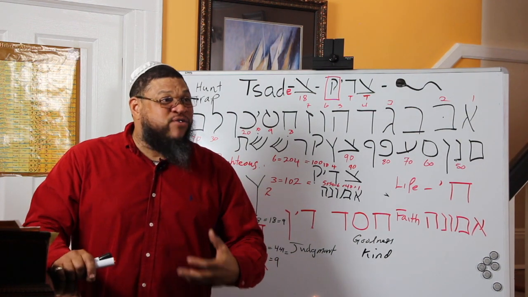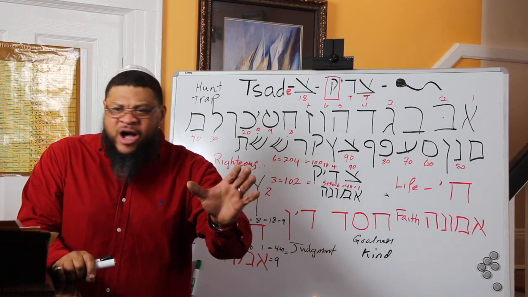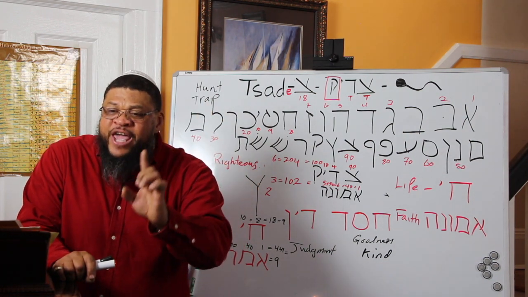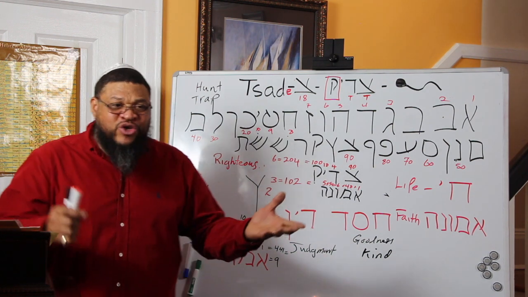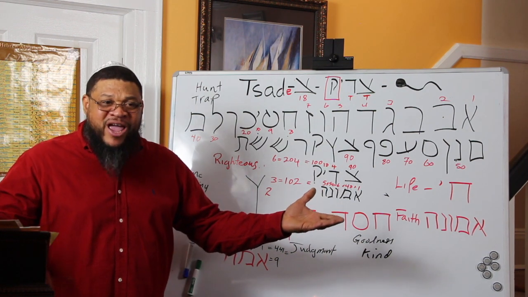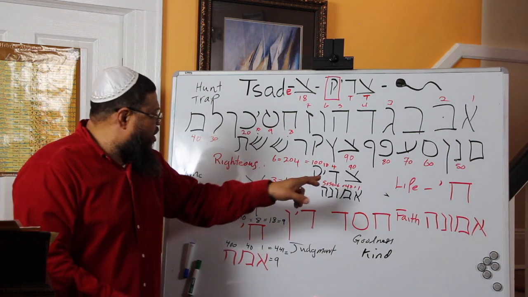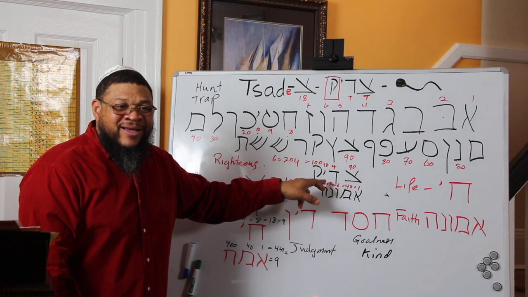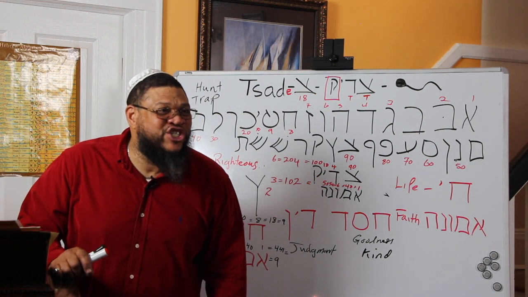Out of thy belly shall flow rivers of living water. So you are now a mirror image of him who you represent. Who are we to represent? We are to represent Yeshua, Mashiach. So now, tsadi means to trap. What are you trapping? You're trapping your monkey. What's your monkey? Your nephesh.